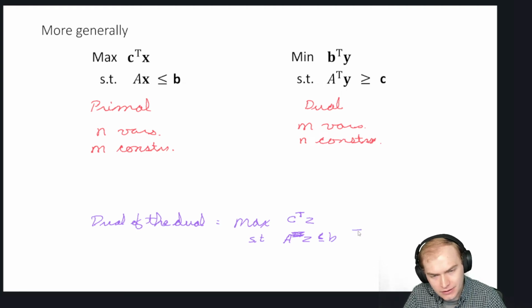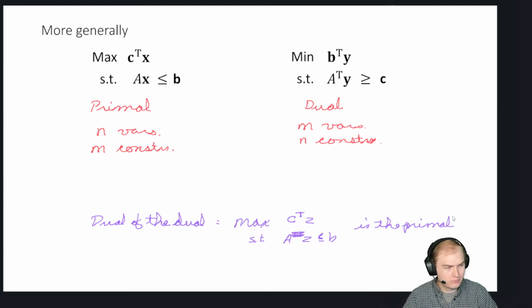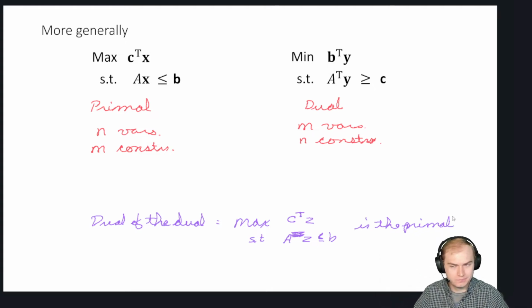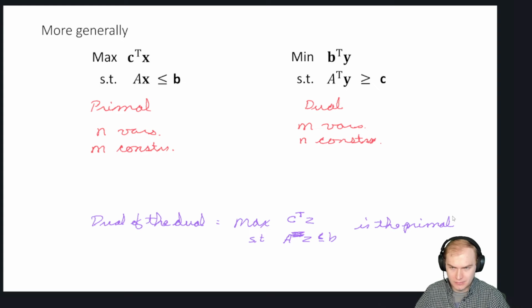So this is the primal. The dual of the dual is the primal. So these two problems are what's known as a primal dual pair. And this relationship will continue even when we add non-negativity to this problem. So that's important to remember. The dual of the dual is just the primal.